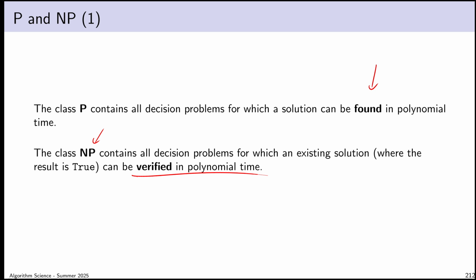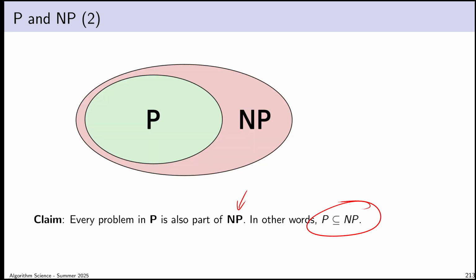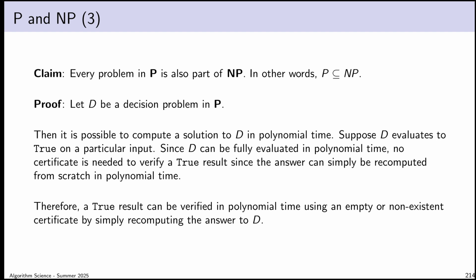In my opinion, looking at these two definitions, it's sort of clear why that has to be the case. So P is the set of problems where I can find a solution easily. And NP is a set of problems where I can verify a solution easily. Now, it seems to me that if I can just find a solution in polynomial time, verifying a solution is going to be very easy. And so it shouldn't be too surprising that P is a subset of NP. Okay, but I will write a proof of that anyway.